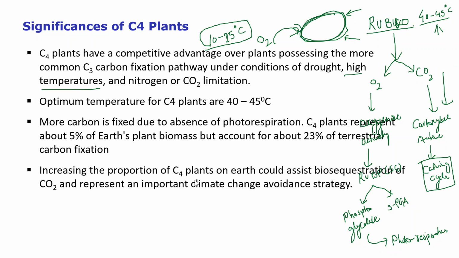So if it is yes, then we have already discussed the first 3 points. C4 plants represent about 5% of Earth's plant biomass, but account for 23% of terrestrial carbon fixation. So C4 plants do more carbon fixation in comparison to C3 plants. So these stats prove what I was actually saying.